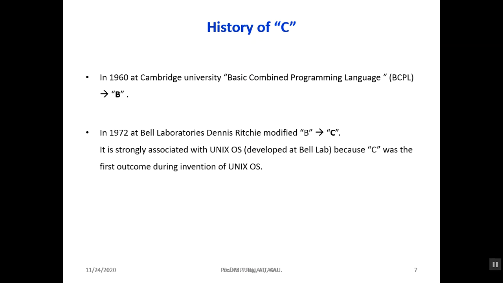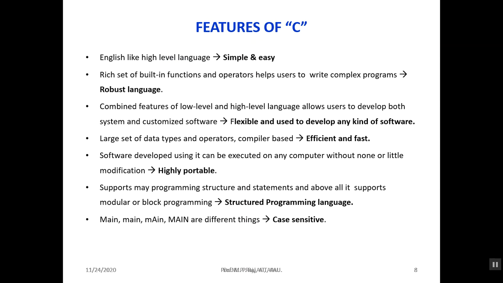The extended version of C is known as C++. It has object-oriented features, but we are not going into it. We know the features of C. It is simple and easy because it is an easy language. It is a robust language because it has a rich set of built-in functions and operators.